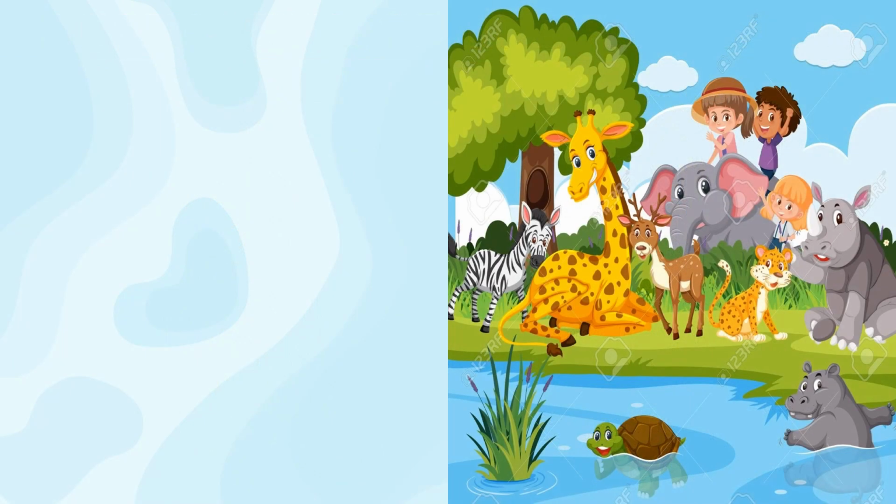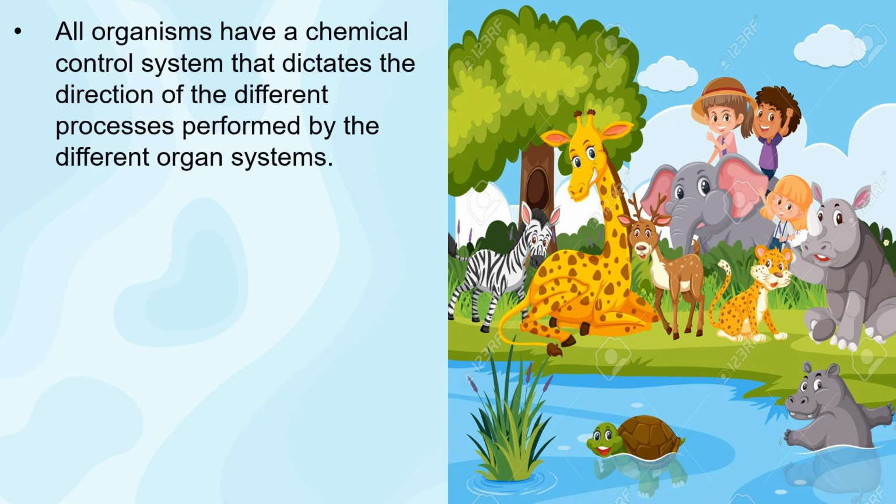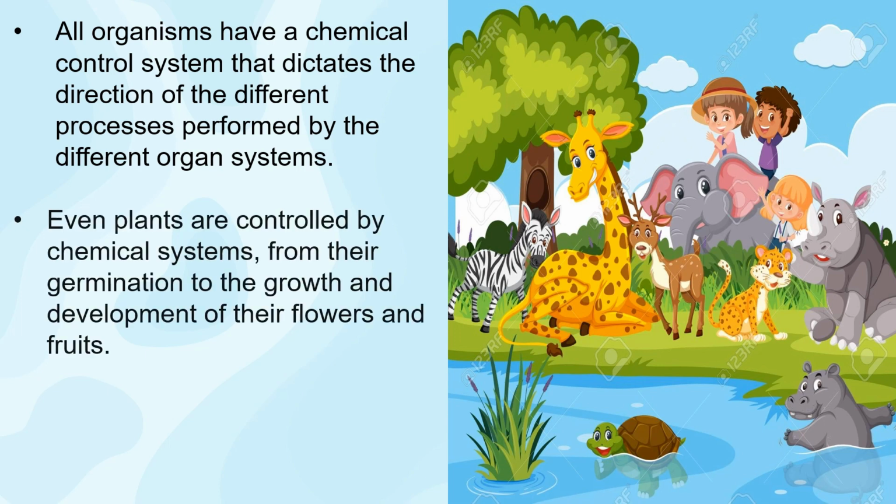So first, let's describe our topic. All organisms have a chemical control system that dictates the direction of different processes performed by different organ systems. Now our focus is much more on the endocrine system, wherein the endocrine system has chemical signaling secreted by different glands in animals. But in plants, meron din po silang sariling chemical signaling even though they don't have an endocrine system.